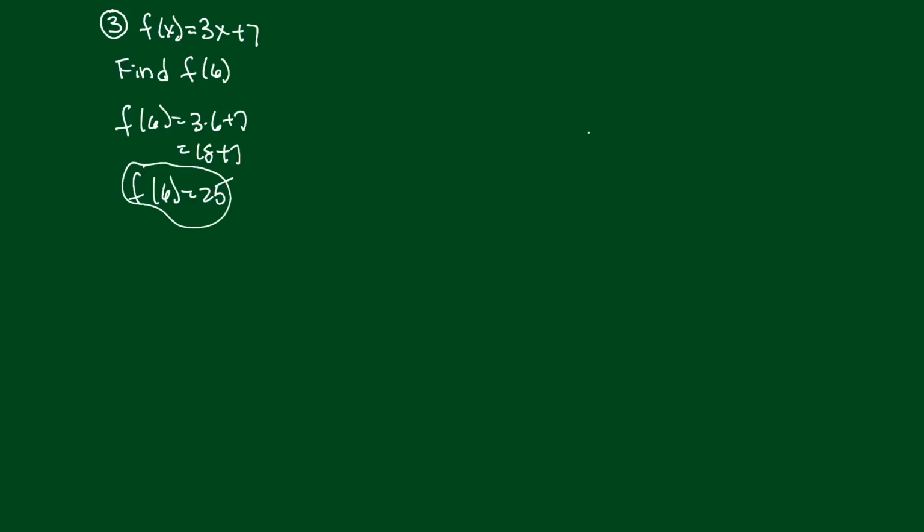So I'm just going to say what it means now. It says this. When the input is 6, the output is 25. Right, so you put in a 6, process it with the F processor, and you get out a 25.